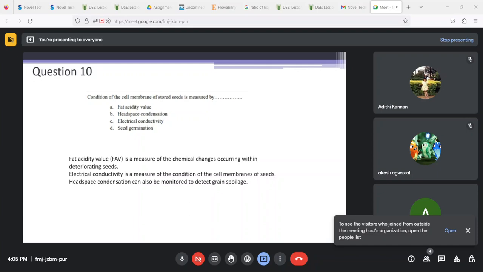So if you have too much growth of the microorganisms, that will result in respiration and other metabolic processes. Because of these metabolic processes, in addition to too much moisture present in the seeds, you will have something known as headspace condensation. That is, the region above your seeds will have condensation droplets in it. Based on that, you can have an idea of how much a grain has been spoiled. The lesser the condensation, the better it is, because you will know that your seeds are dry and have not been subjected to any sort of spoilage. So headspace condensation is used to detect grain spoilage.